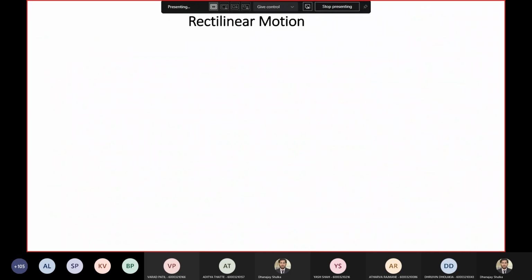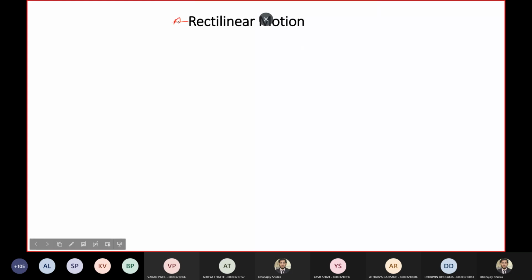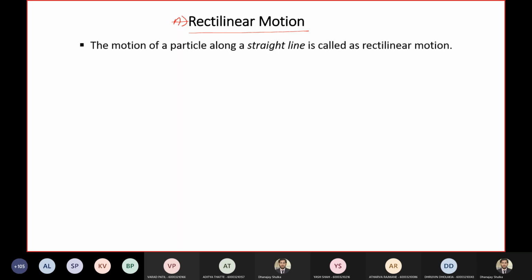Now, next we will start with the first part, rectilinear motion. So today we will discuss the first part, that is rectilinear motion. I have already defined this. What is rectilinear motion? The motion of a particle along a straight line. Whatever motions we are going to consider here will be along a straight line, and therefore it will be a 1D analysis. So it will be simple.